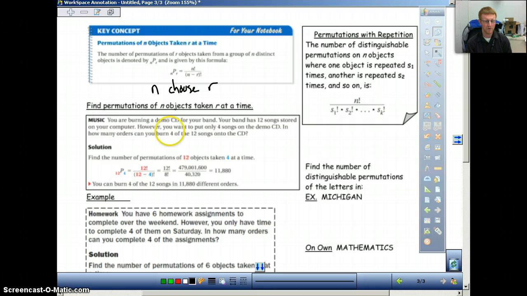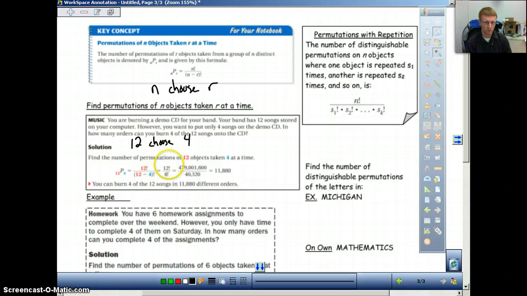So because you only want 4 of them, what we're going to do is set this up. I call this 12 choose 4. Okay, that helps me know what type of permutation I need to do. So that means the 12 is on the left, the 4 is on the right, which means we'll have 12 factorial on the top. Then we'll do 12 minus 4 on the bottom to get 8.